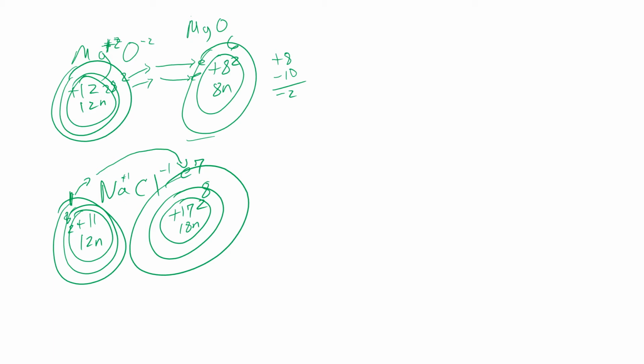Okay, let's look at this one. The sodium, the metal, loses an electron. It's going to be oxidized. The nonmetal, the chlorine, gains an electron, so it's the substance that's being reduced. Okay, so again, oxidation, reduction reactions.